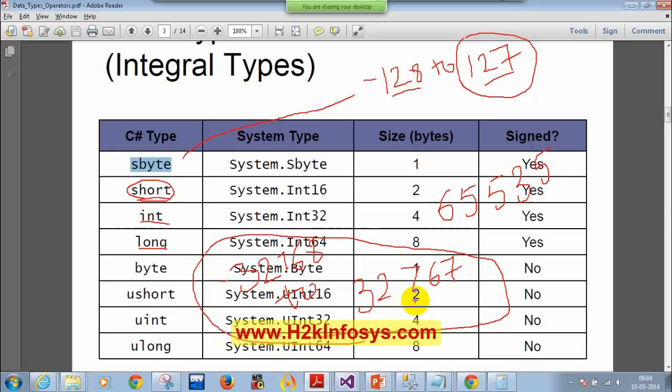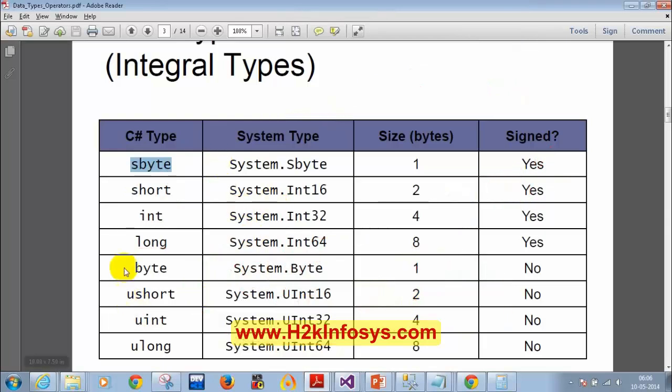Okay, so I repeat again. If you want to store only positive numbers, you have to go for byte, uShort, uInt or uLong, depending on the number which you want to store. For example, if I want to store the age of a person, which data type do I need to use? Definitely byte will do, because the age of a person cannot be negative and cannot be more than 255, at least cannot be more than 100 nowadays. So byte is more than enough to store the age of a person.